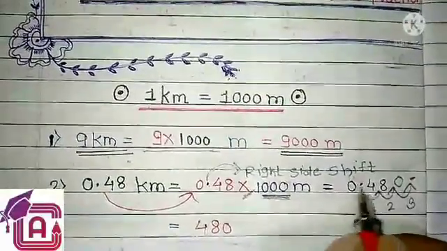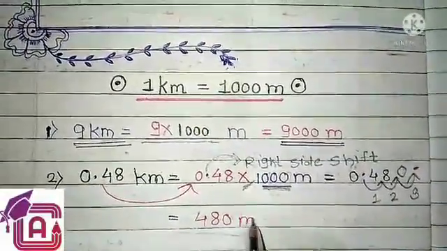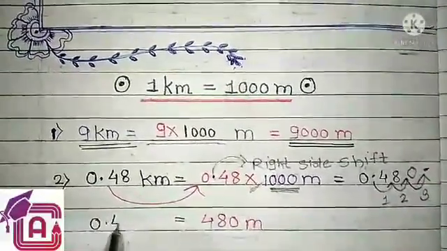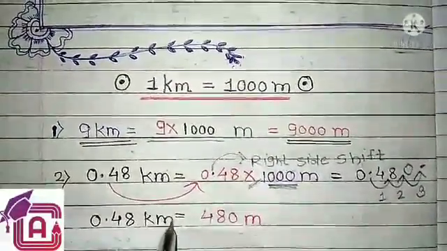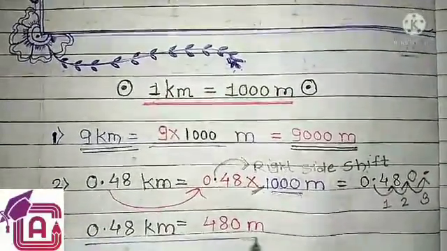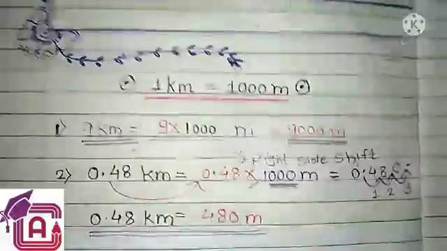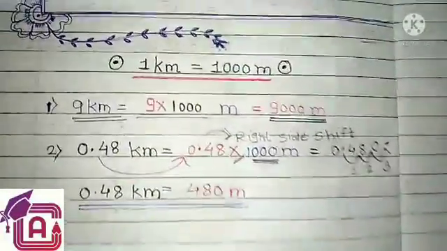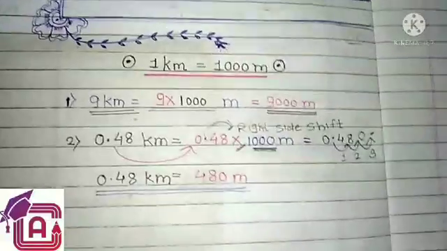480. No need to write this 0. 480 meter. So 0.48 kilometer is equal to how many meter? 480 meter. So in this way you can easily convert decimal point fraction into a normal given number. Look at the third example.